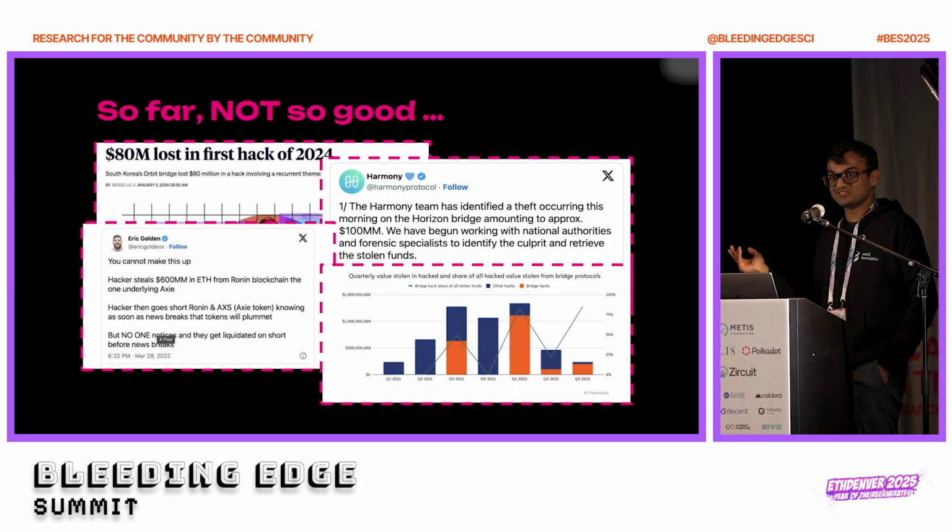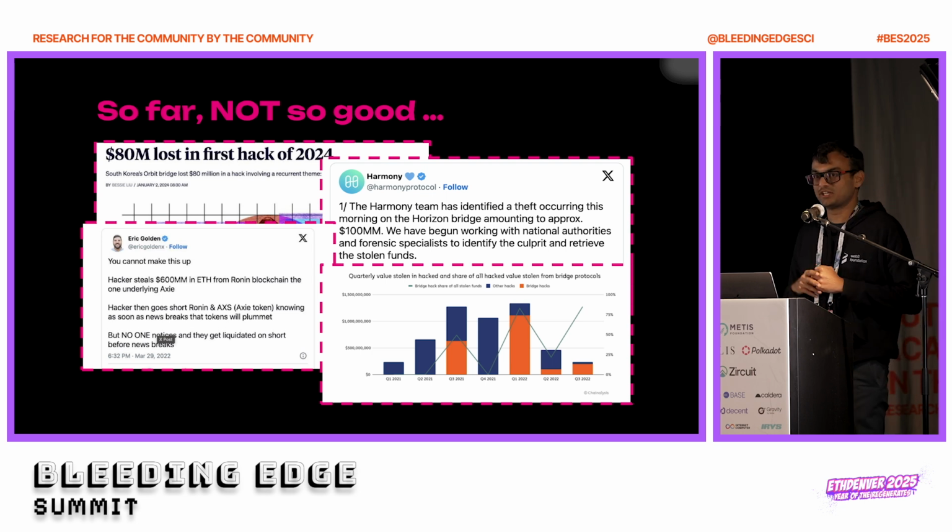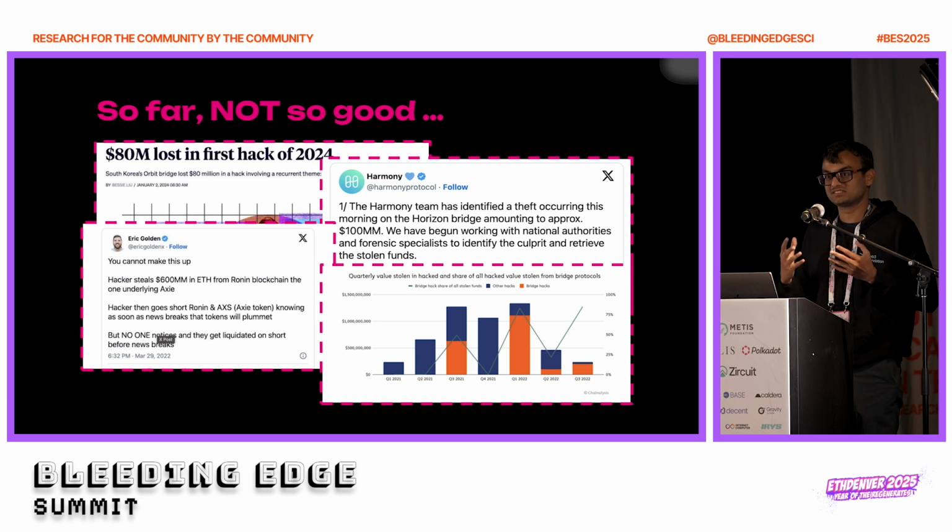So far, this is not going so good, right? I mean, a lot of bridges have been hacked. And there are studies which show that more than 50% of all the crypto hacks are related to bridges in terms of value. And this kind of drives the point that the security of a system is as good as its weakest link, and here bridges are the weak links.